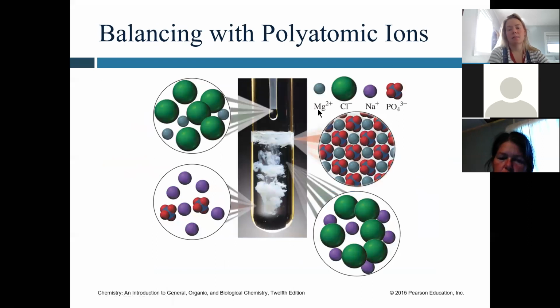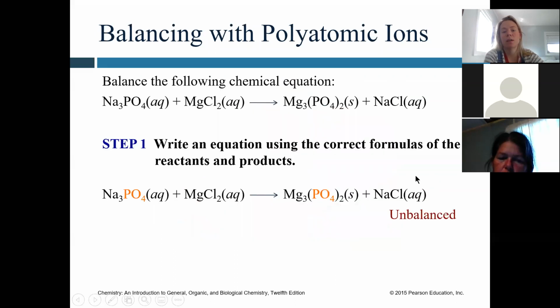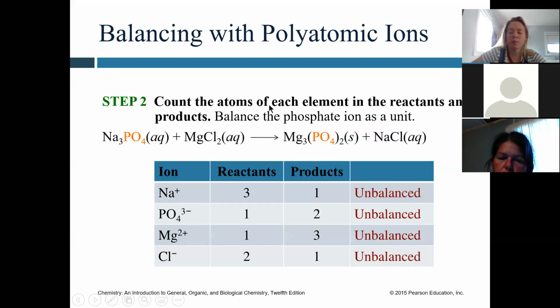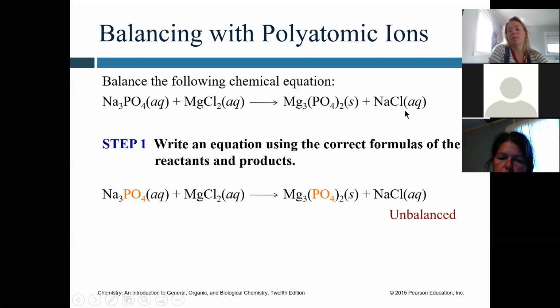Balancing with polyatomic ions, I already went over this, but if you have a polyatomic ion in there and it stays the same, so the polyatomic that you start with stays a polyatomic ion when you end with, because there are some chemical reactions that can actually pull a polyatomic apart, but if the chemical reaction you're dealing with doesn't pull it apart, just treat it as a unit. Like this thing here, sodium phosphate and magnesium chloride produce magnesium phosphate and sodium chloride. You can see that the phosphate stays the same. Here's the phosphate, and here's the phosphate. It's just multiplied by 2.